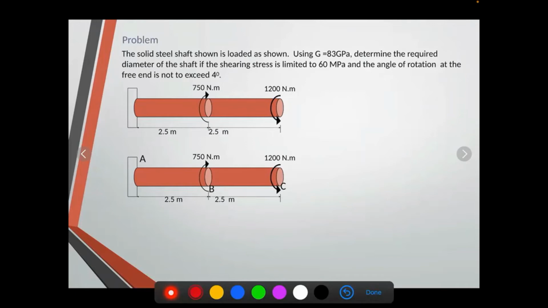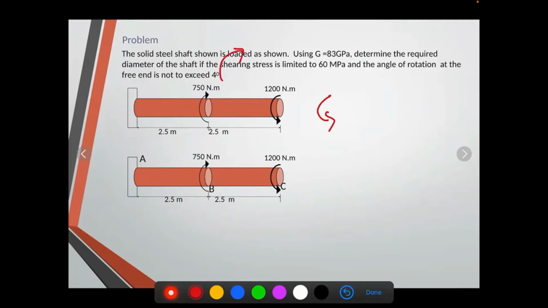So if that's the idea, it should be in equilibrium. If you know that's the idea, it's easier to compute the reaction. Without having to use the equations of equilibrium, just by looking at the problem, you can solve the reactions right away. Like this, we have a 1,200 counterclockwise, then we have 750 upward.